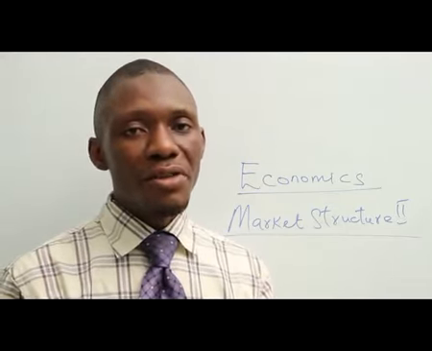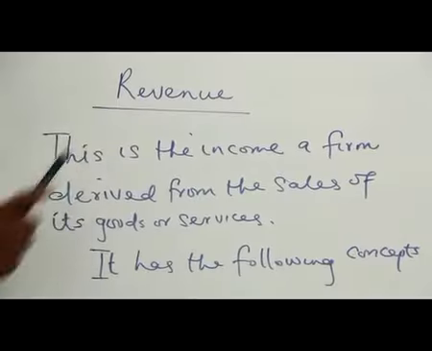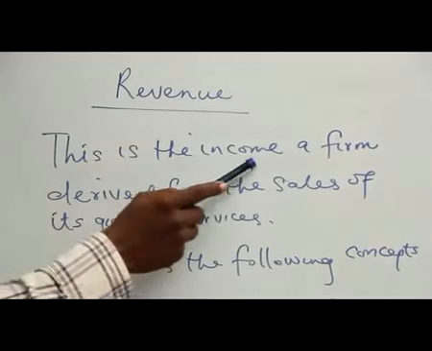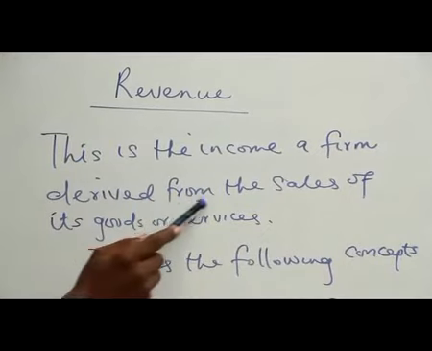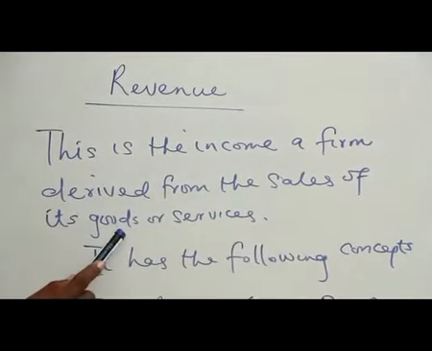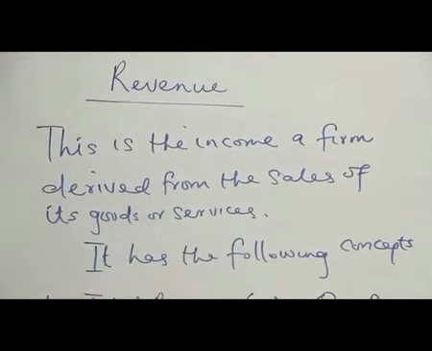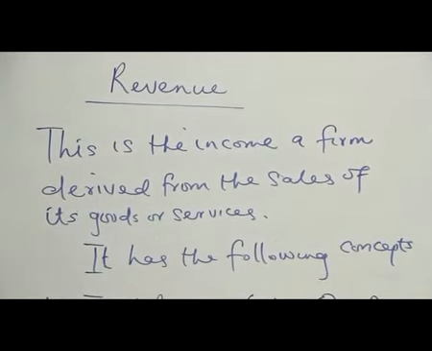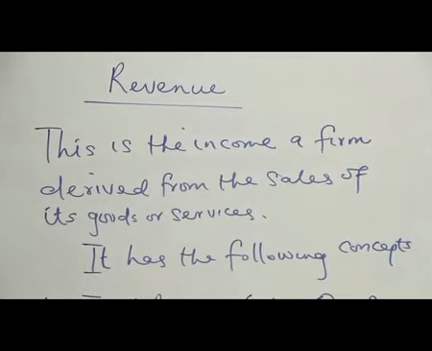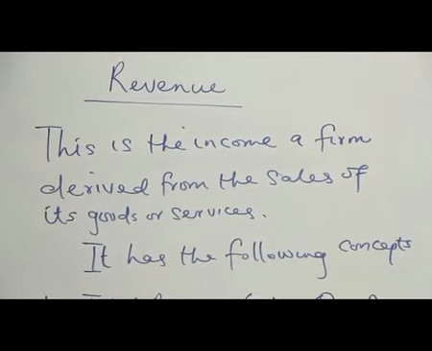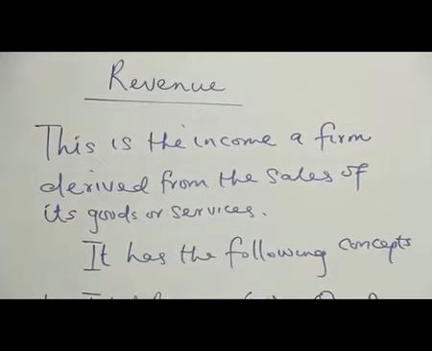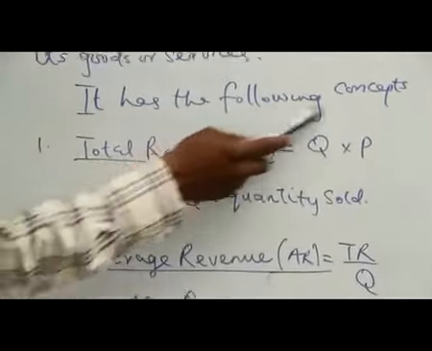determination under perfect markets. Revenue. This is the income a firm derives from the sales of its goods or services. So we are talking about revenue. We are looking at the income that a firm obtains from the sale of its services or sales of its goods. So we have the following concepts under revenue. Revenue has the following concepts.